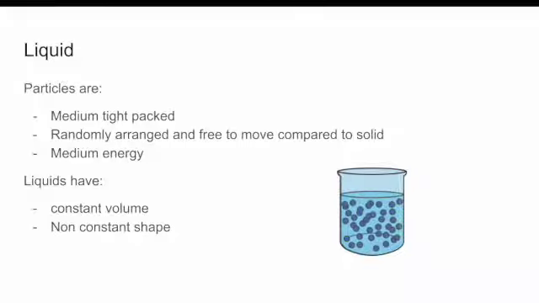Then liquid is basically when particles are tightly packed, but not so tightly packed as compared to solid, so it's just medium. And then they're randomly arranged and free to move compared to solids, and they have medium energy as well. Liquids also have constant volume, but they don't have a constant shape, unlike solids, because solids are fixed in shape, but liquids take the shape of the container they're in. Like if you pour water into a glass, then it has a different shape, right?